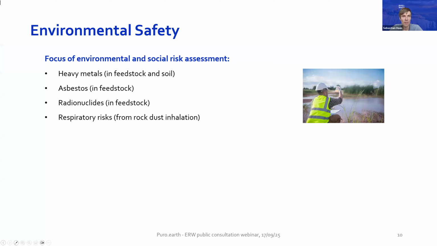So in the environmental safety chapter, the focus is on this list, basically, of which the first three constitute potentially toxic elements, PTEs. First and foremost, potentially the heavy metals, but also including asbestos and radionuclides, that need to be tested in feedstock, and for the heavy metals also in the soil as an environmental safety measure.